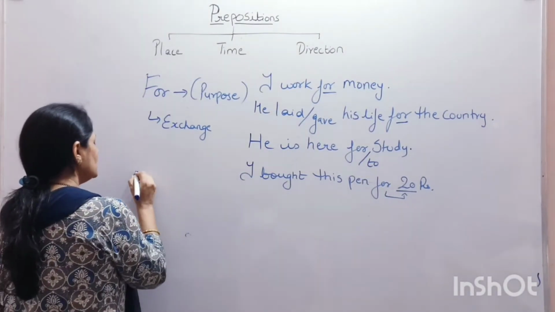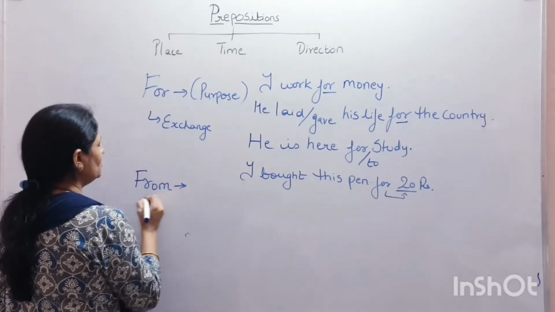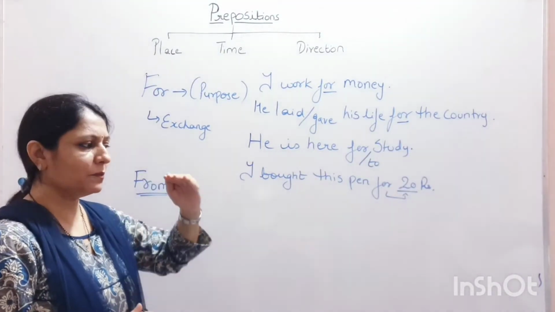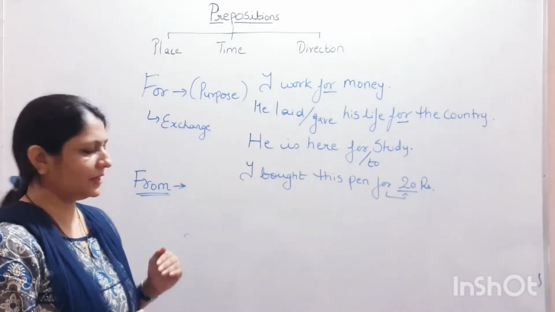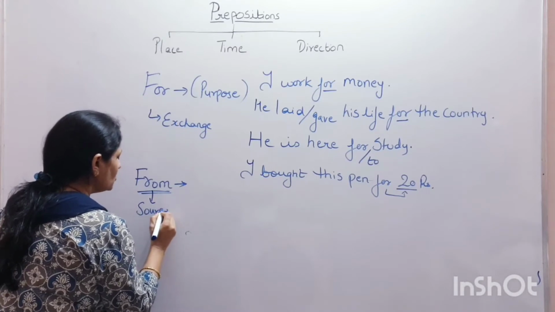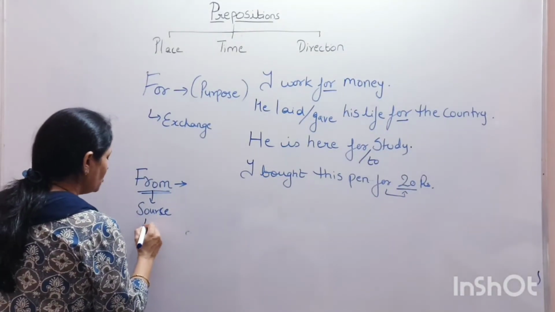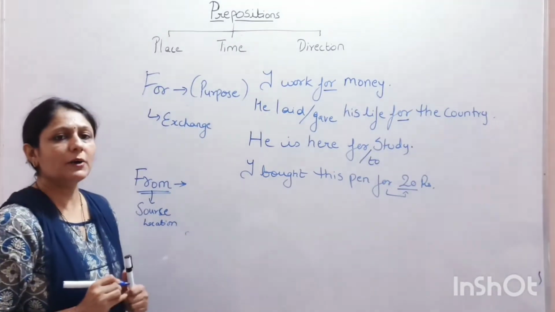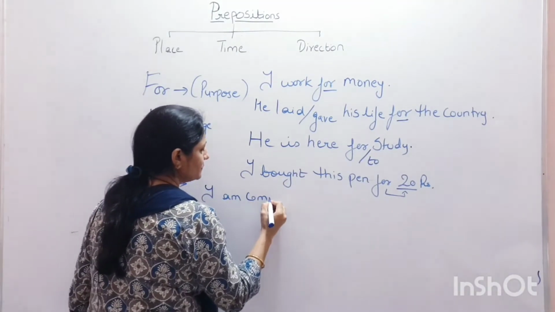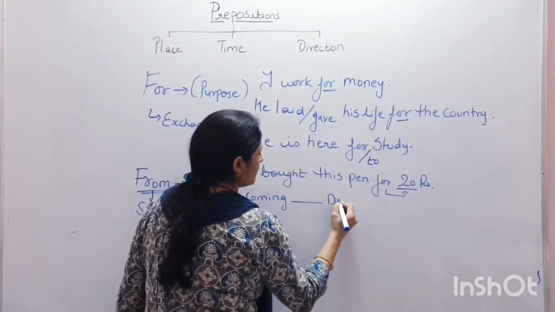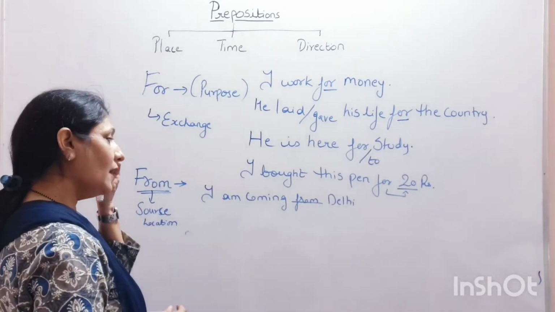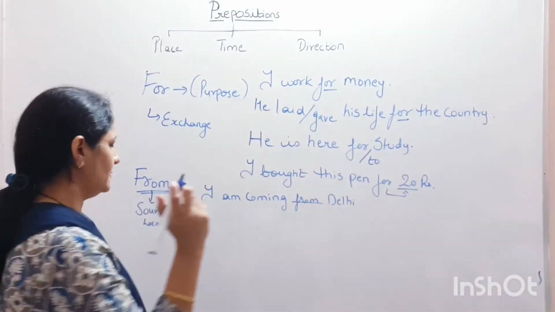Now let's talk about another similar preposition but with different usage, from. Now from can also be termed under the preposition of place or direction, but it is normally used to describe the source of a thing, or you can say the location from where a person is coming. I can say, I am coming from Delhi. See, this was very easy. I am coming from Delhi.